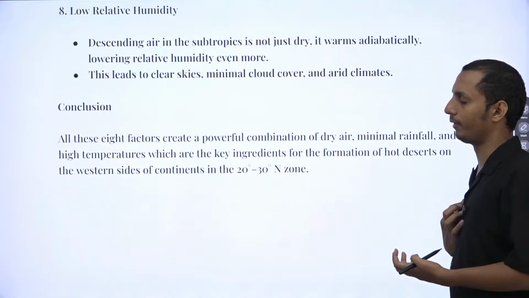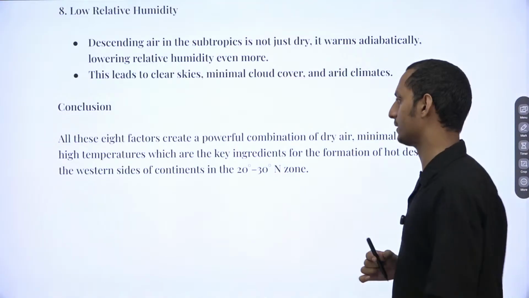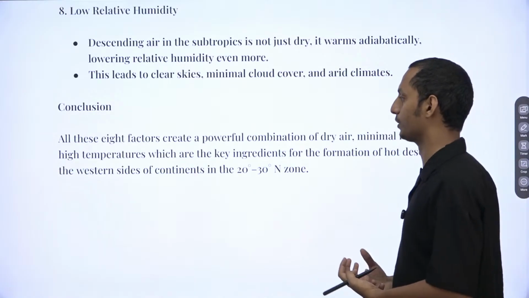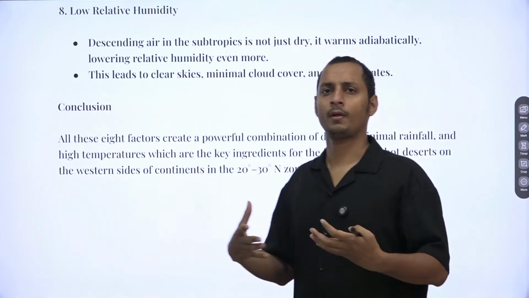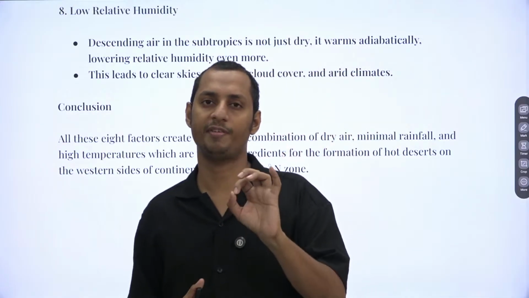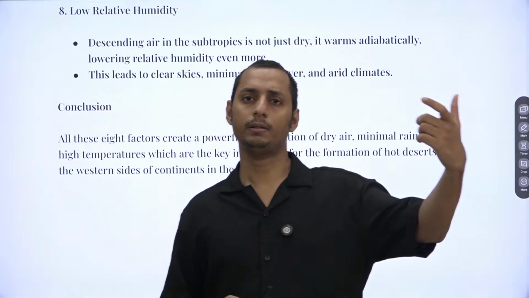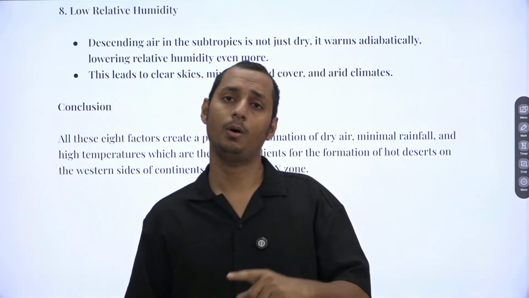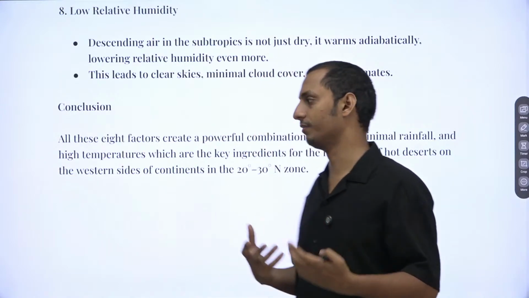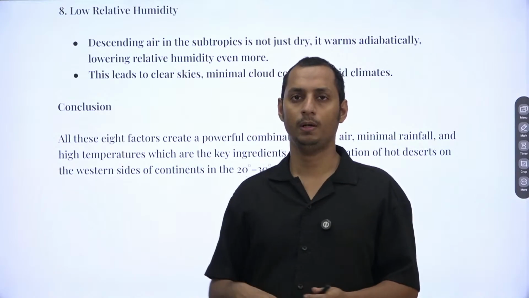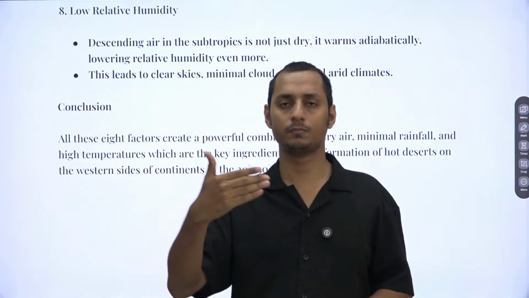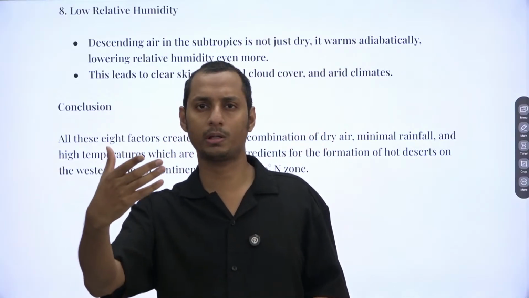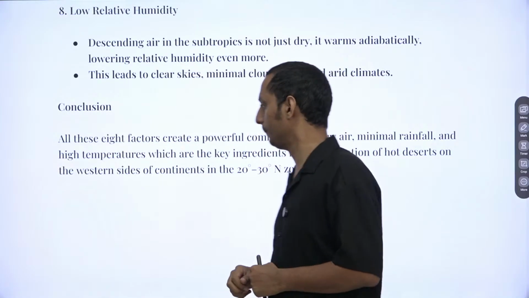And in the conclusion, what can you write? All these 8 factors, you don't need to mention 8 specific factors. All these factors create a powerful combination of dry, minimal air and temperature, which are key ingredients for the formation of hot deserts. Or you can mention desertification, okay? You can mention the things which I said earlier, right? The Great Green Wall, or you can mention the United Nations Convention to Combat Desertification, or the goal regarding the same. By 2030, we are trying to stop desertification. We have a plan, right? The Bonn Convention plan, you can mention the plan as well.